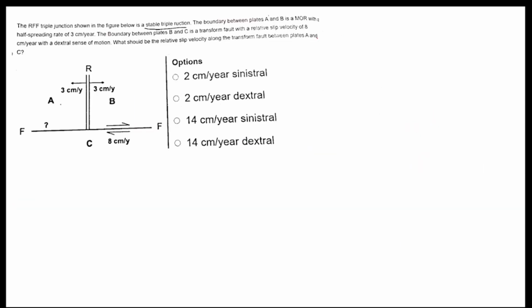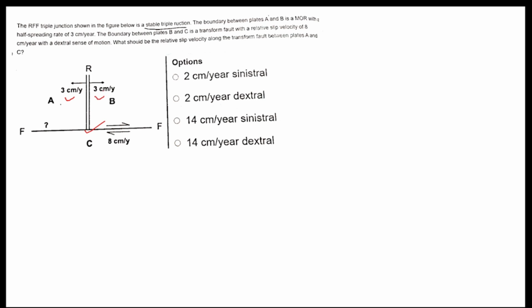One more question. The RFF triple junction shown in the figure below is a stable triple junction. This is the triple junction because these are meeting here, so it is a triple junction point. The boundary between A and B is a mid-oceanic ridge with half spreading rate of 3 centimeter per year.